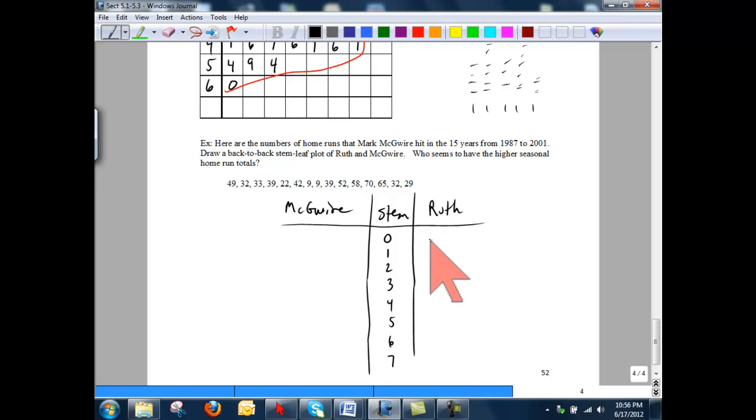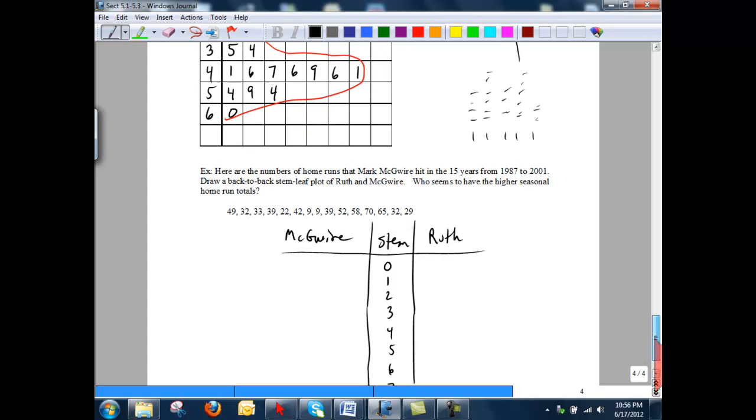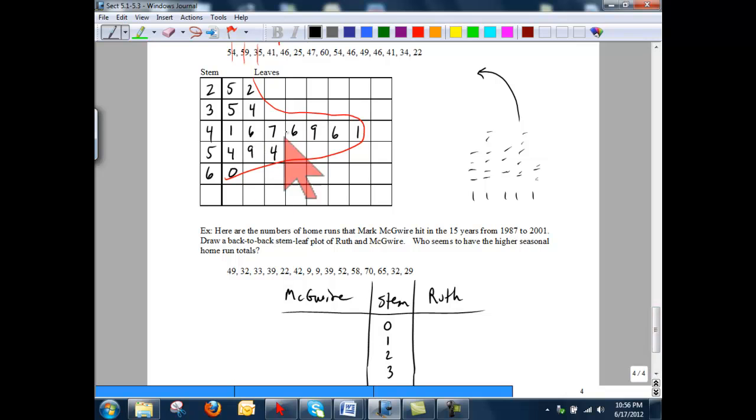Now, let's do the stem leaf plot for Ruth. It's going to be the same thing as we had before. So I'm just going to recopy this stem leaf plot down here. Notice up here I put boxes. The reason for doing that was to force you to line up leaves.